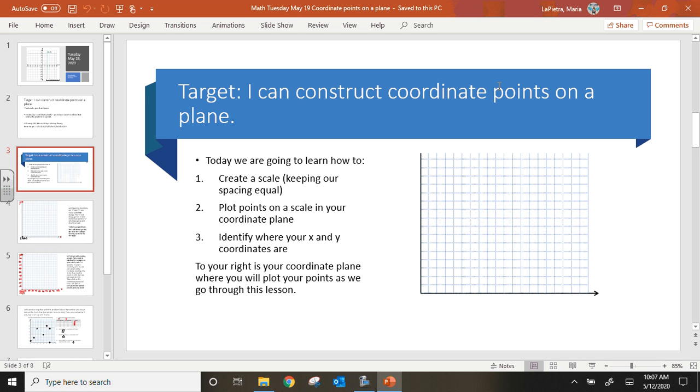Okay, we are going to construct coordinate points on a plane. Today we're going to learn how to create a scale, keeping our spacing equal, plotting points on our scale in your coordinate plane. This is your coordinate plane right here. When I say a coordinate plane, this means all the space that you can plot points on. And you can identify your x and your y coordinates, where they are. So to the right, again, is your coordinate plane, where you will plot your points as well as go through this lesson.